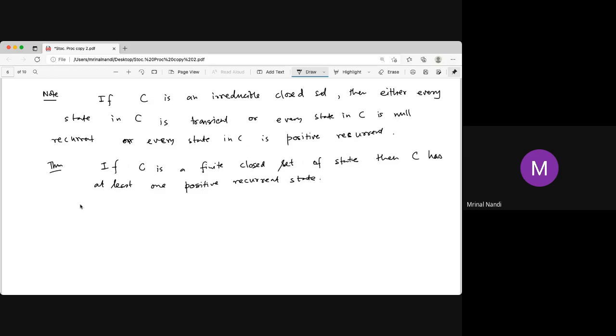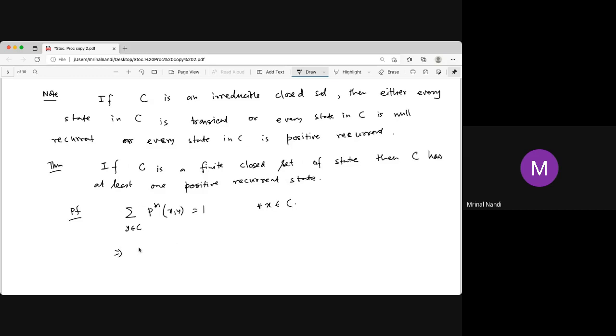So what is the proof? This is the basic idea. The proof must be rigorous. We know the sum over all y belonging to C of P^m(x, y), the m-step transition probability starting from x going to y, must be 1 for any state x in C.